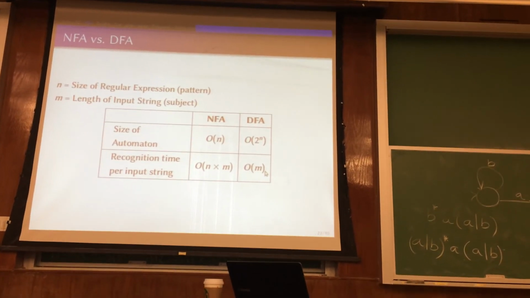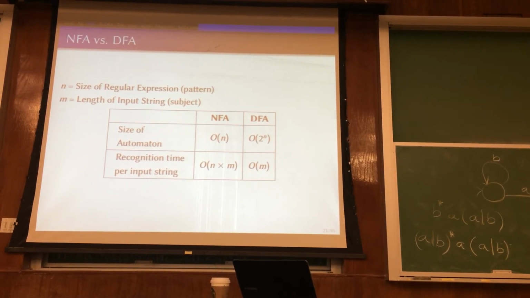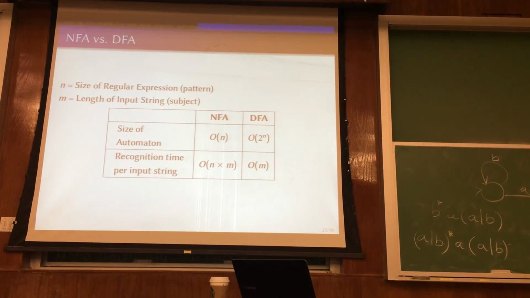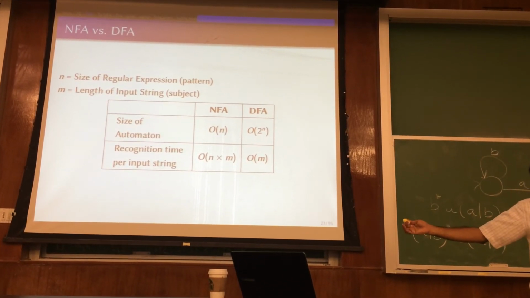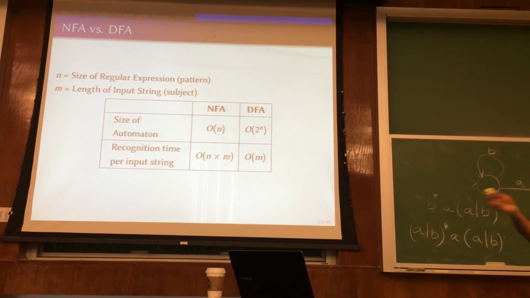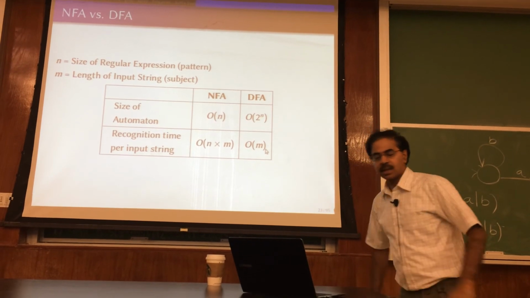Okay, so what is m here? m is the length of the string that you're trying to recognize. So for each character you need to figure out which transition to take, and that takes constant time. So if the string has length m, then you have to do this m times. Okay, so that's why you get the time of order of m in the case of DFA.